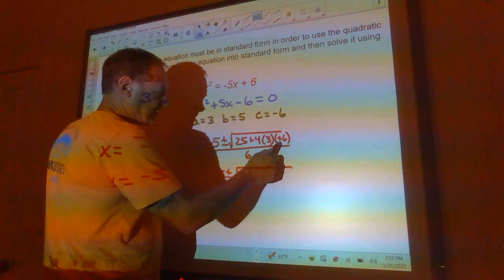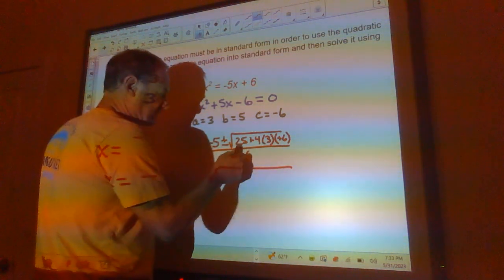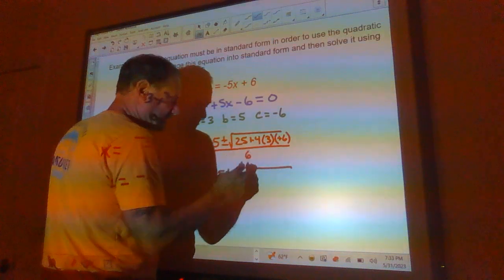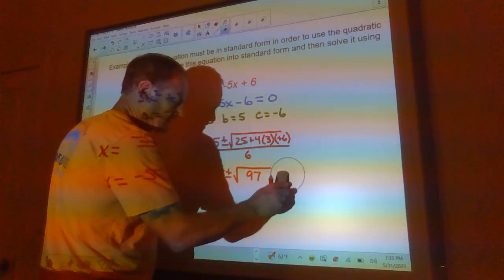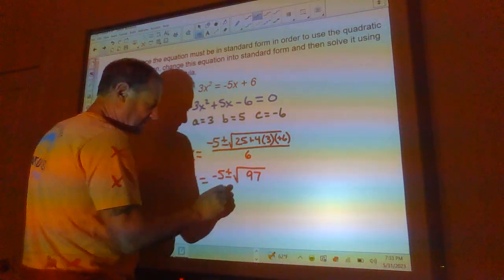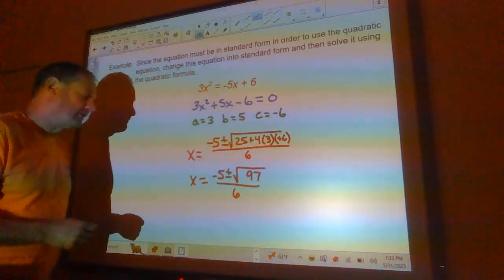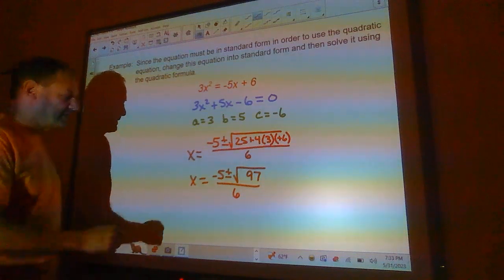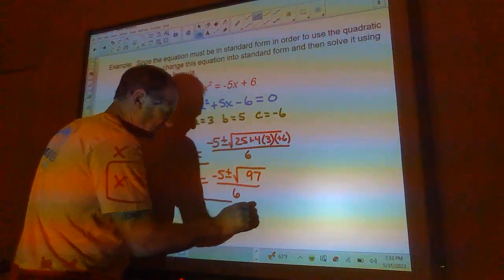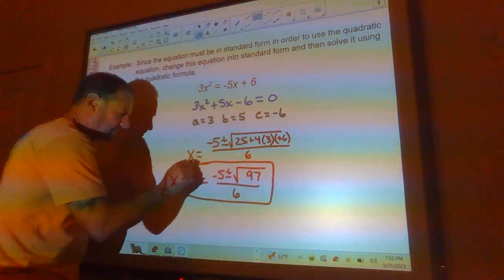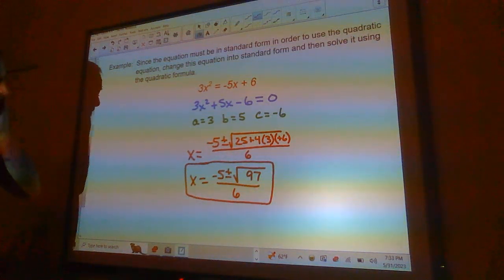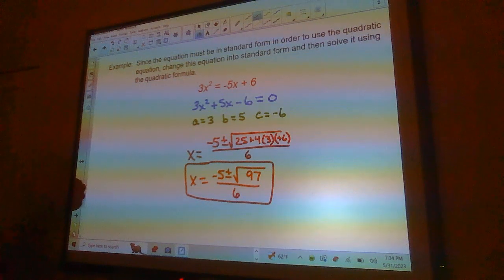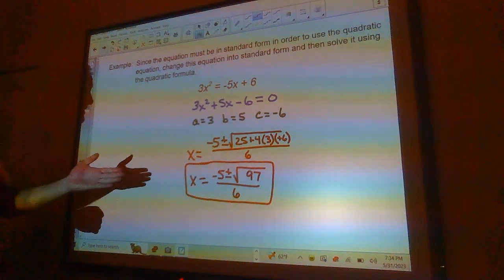Let's see, I've got 12 times 6 is 72. That's 97. I don't need all this. All over 6. Okay, I can't square root 97, so I'm just going to leave it like this. Here's my answer. Okay, you would never be able to get that by factoring, and you wouldn't be able to get it by graphing. Okay, so the quadratic formula tells you there's the exact answer right there.